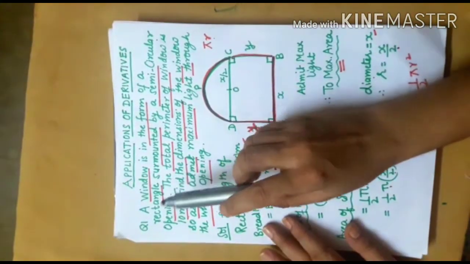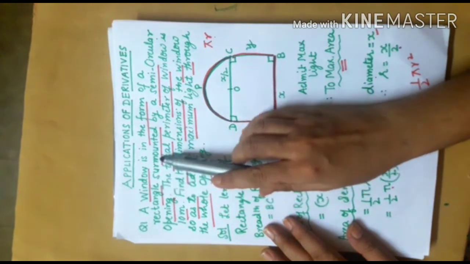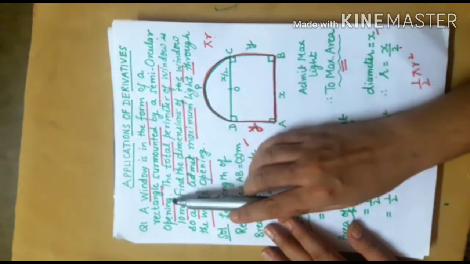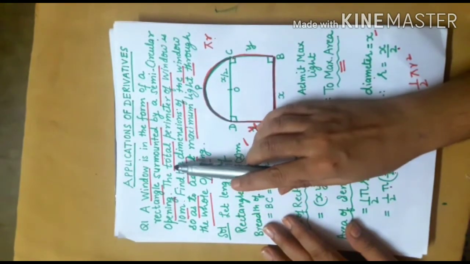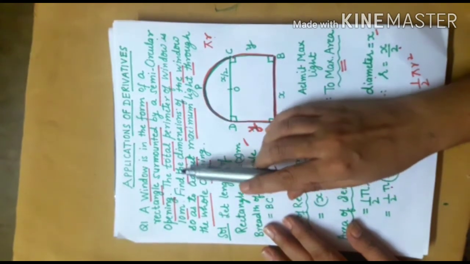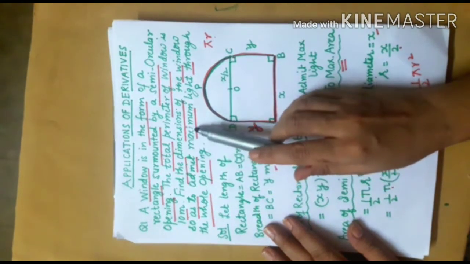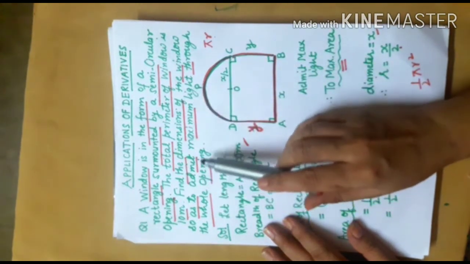Let's take another question. A window is in the form of a rectangle surmounted by a semicircular opening. The total perimeter of the window is 10 meter. Find the dimensions of the window so as to admit maximum light through the whole opening.